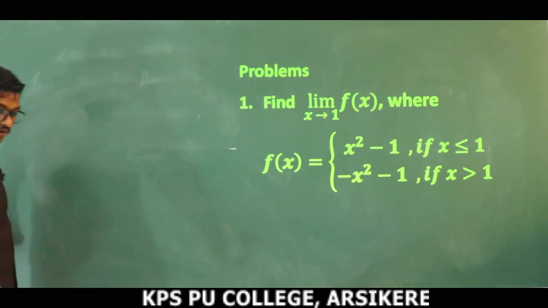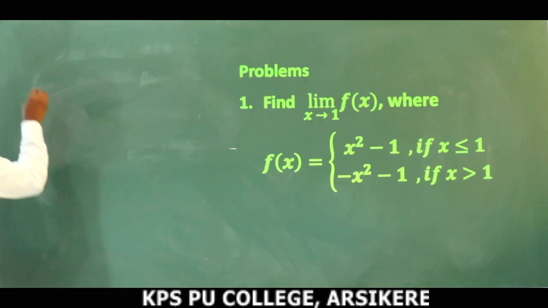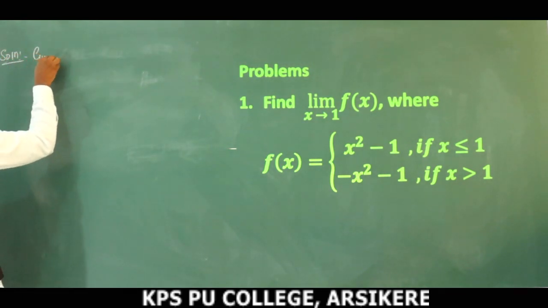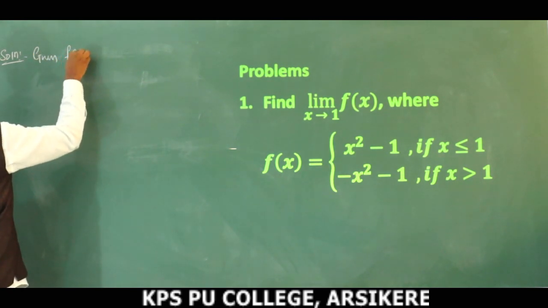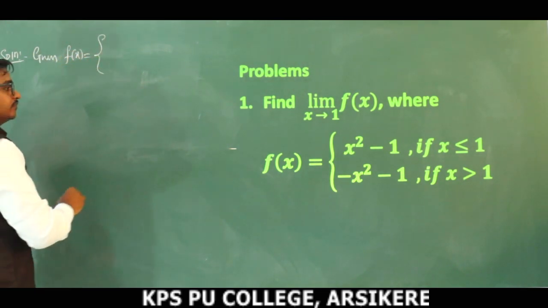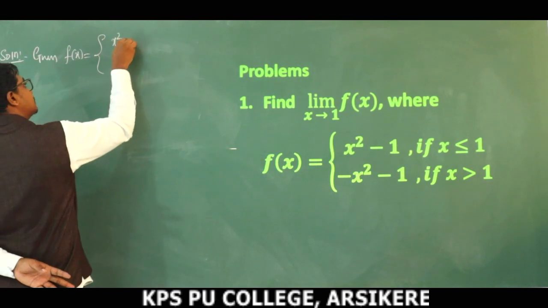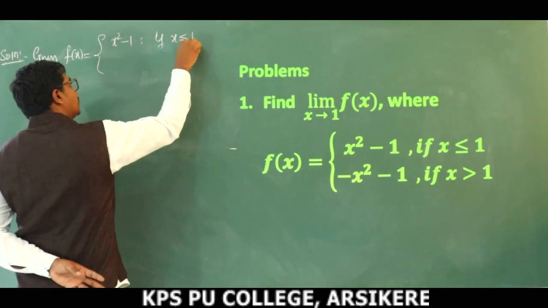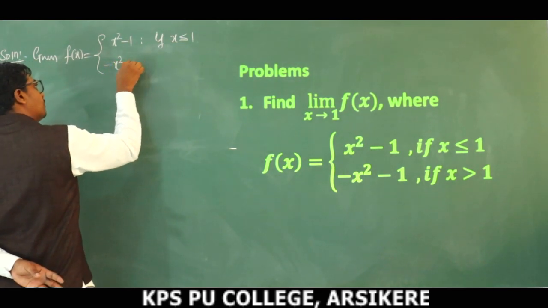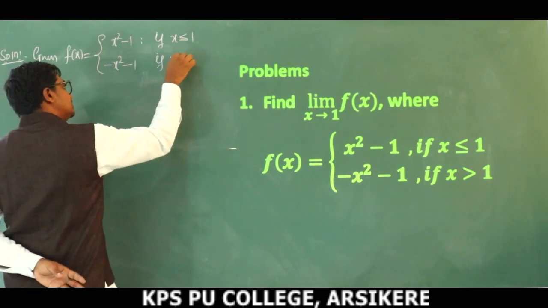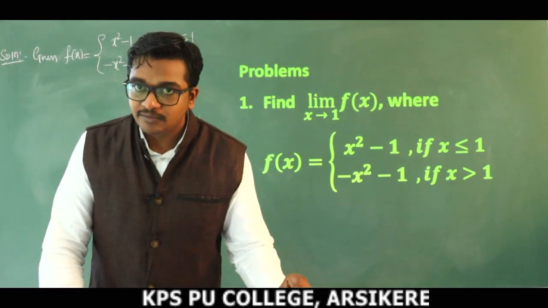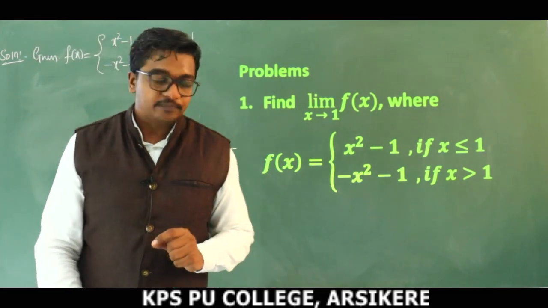Look here. So what is given? The function f of x is equal to x square minus 1 if x is less than or equal to 1, and minus x square minus 1 if x is greater than 1. You have to find both the left hand limit as well as the right hand limit.